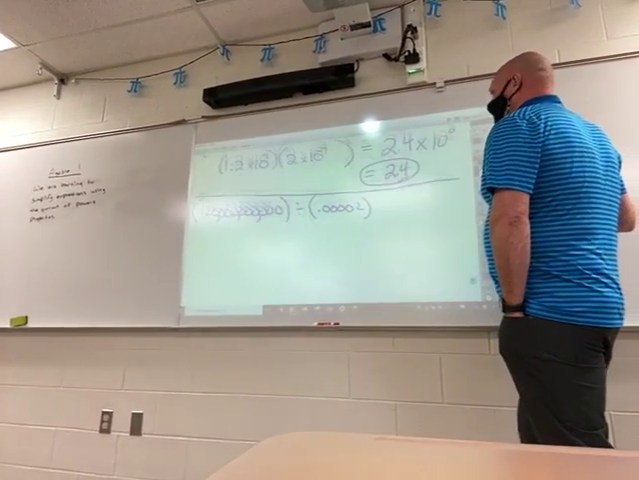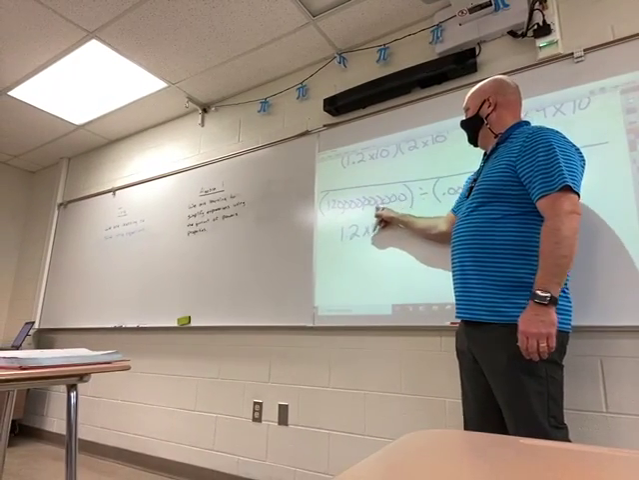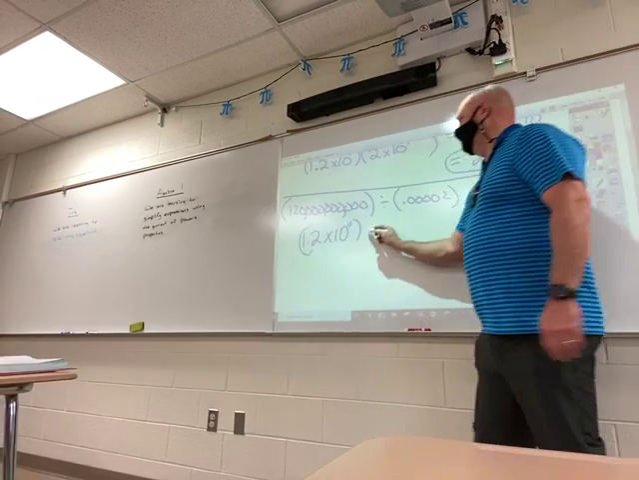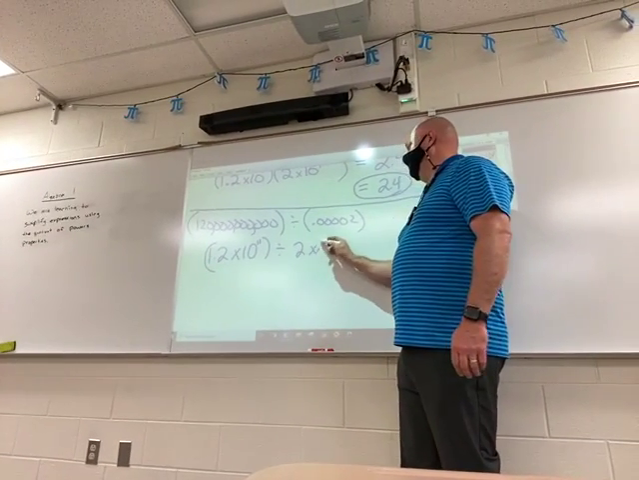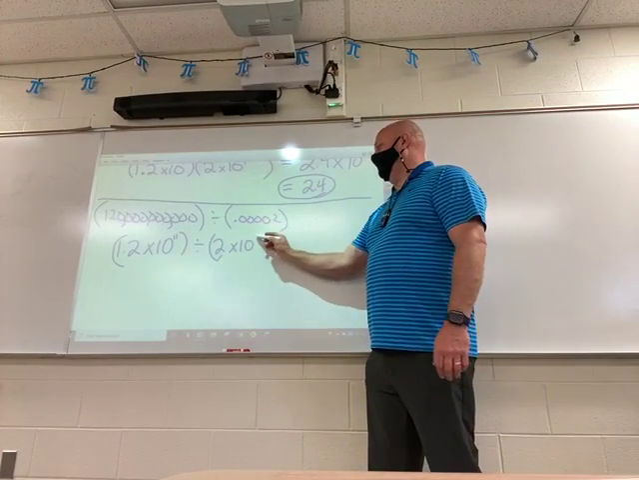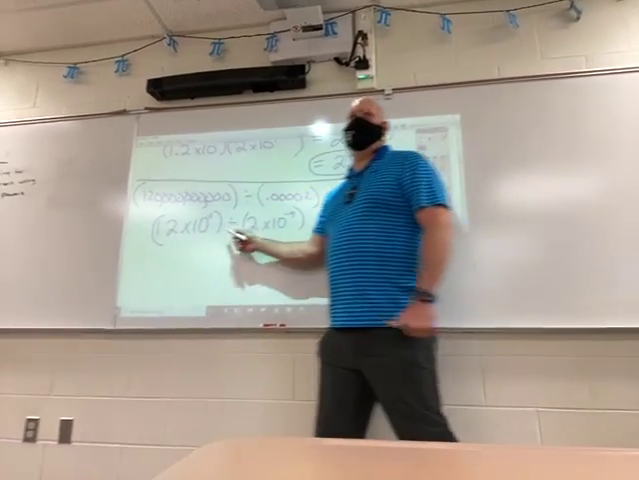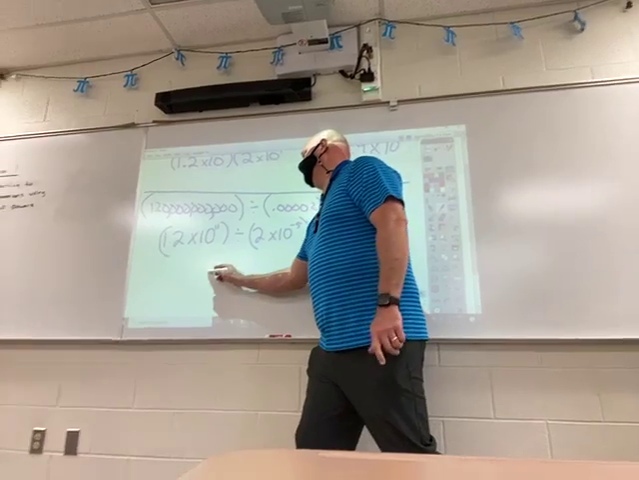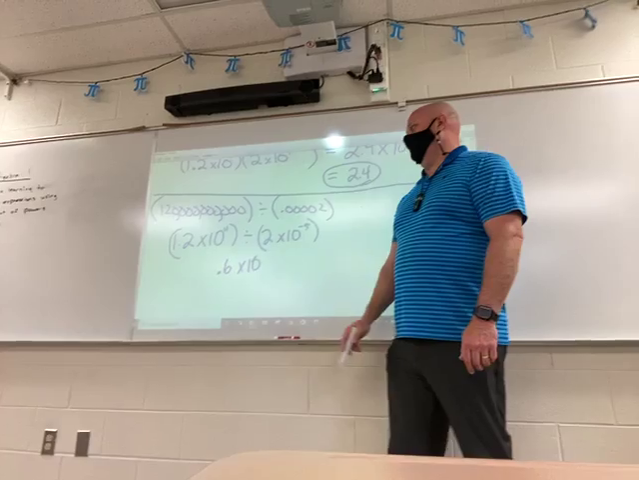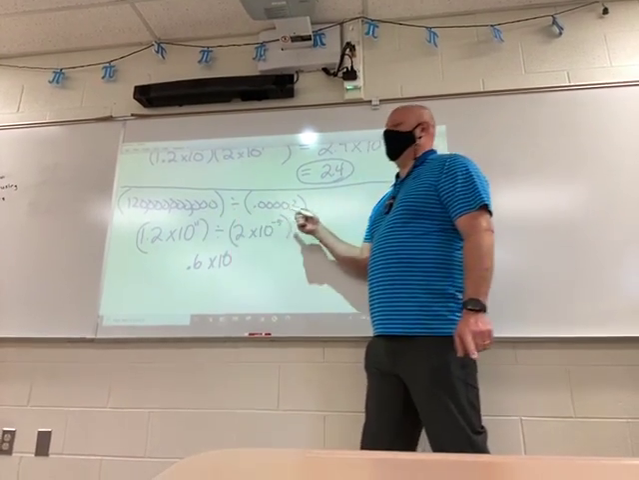Same thing. So this one would be 1.2 times 10 to the 11, divided by 2 times 10 to the negative 5. Again, what do I do with the 1.2 and the 2? Divide, which would be 0.6 times 10 to the, what do I do with these two numbers now? Subtract. What is 11 minus a negative 5?